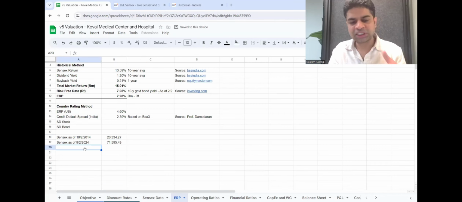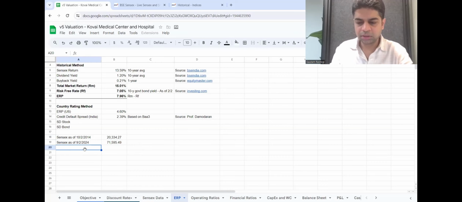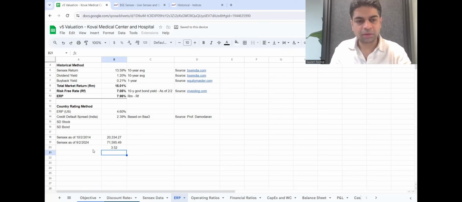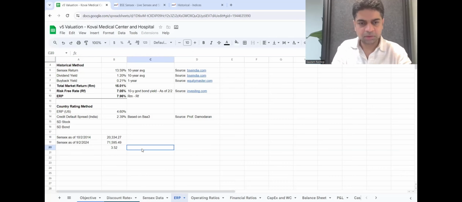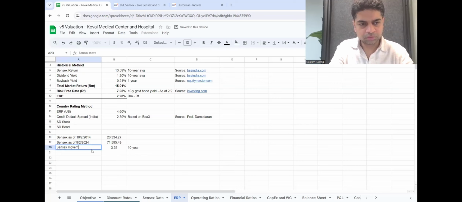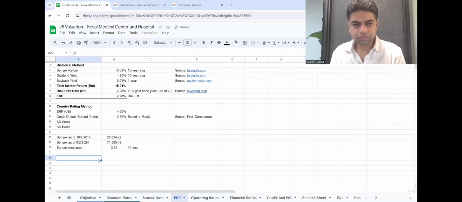Now, how much has the Sensex moved over the last 10 years? Just divide the latest Sensex index closing price by the one from 2014. So the index over the last 10 years has moved 3.5 times. Now let's do it for the bond market, so you can see how much the bond market has moved vis-a-vis the Sensex movement.